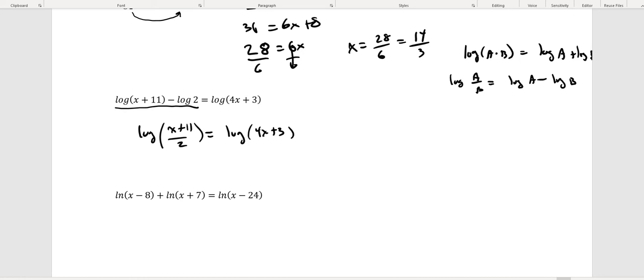And we can do this by comparison. We have log of this thing equals log of this thing. Those two things must be equal. So x plus 11 over 2 must equal 4x plus 3. Maybe we multiply everything by 2 if we are kind of bashful of fractions.